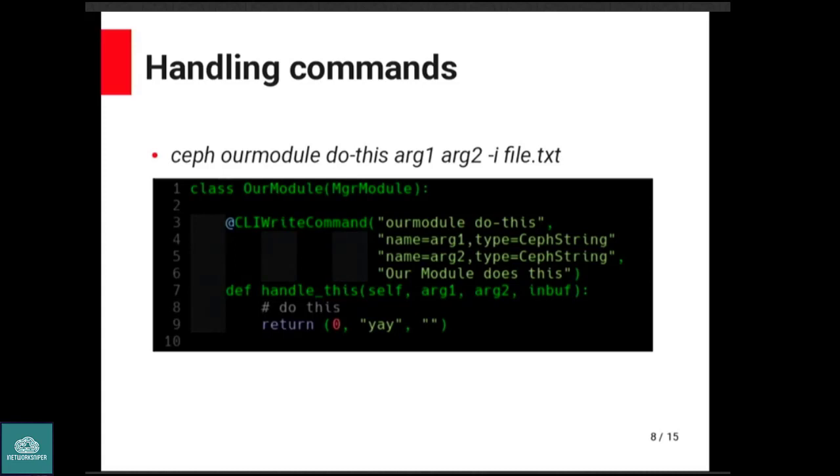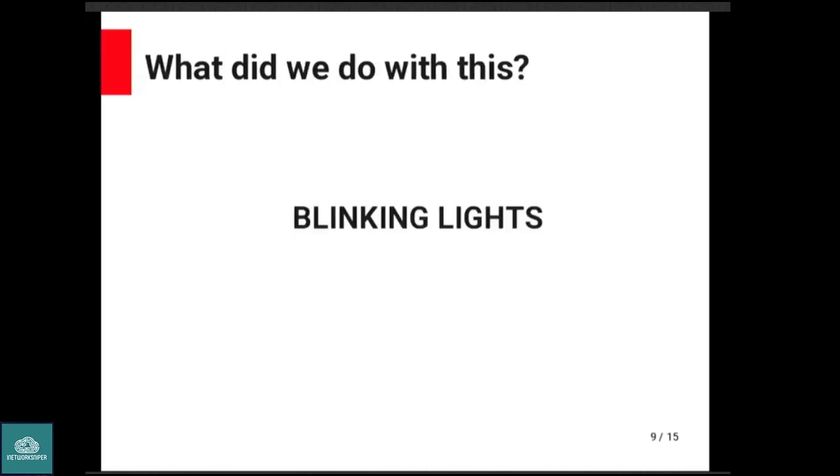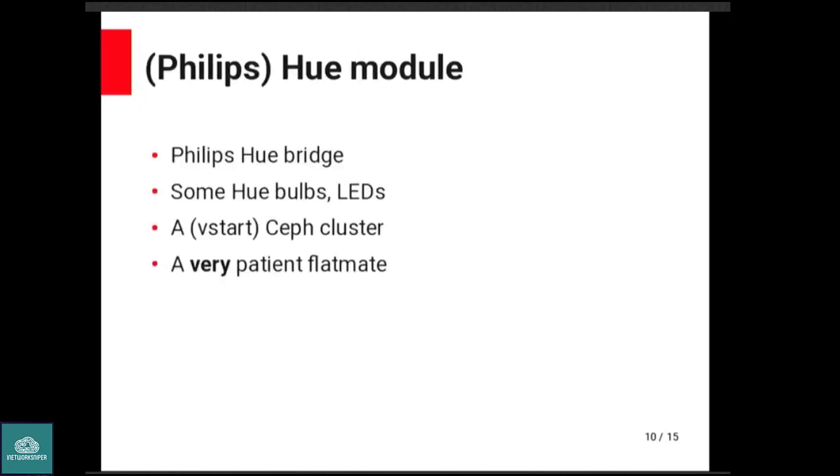The thing is, while I was trying to figure out how to get into understanding the plugins and whatnot, I had no idea what to do, so I basically made blinking lights. For that, I used a Philips Hue I had at home. I have the bridge here. I brought some LEDs. I have a vstart cluster, so this is not something that I'm using in production on anything yet. But I also had a very patient flatmate.